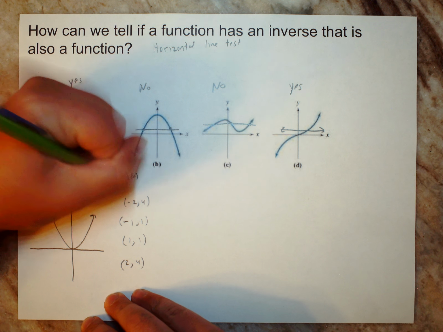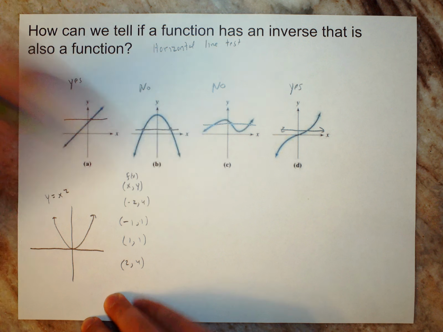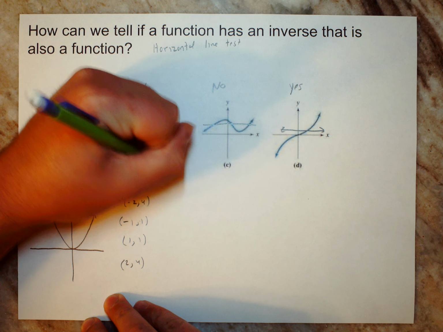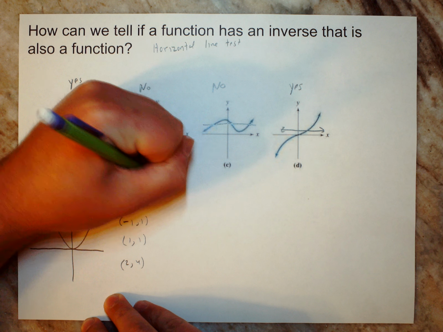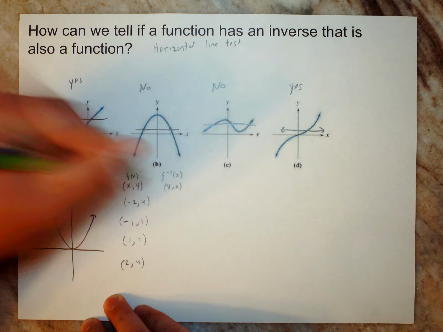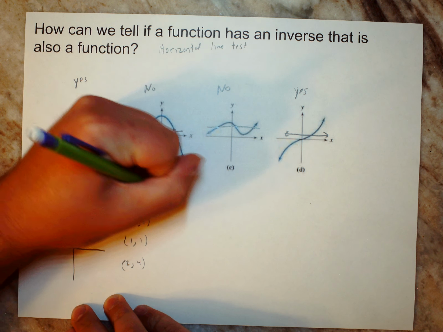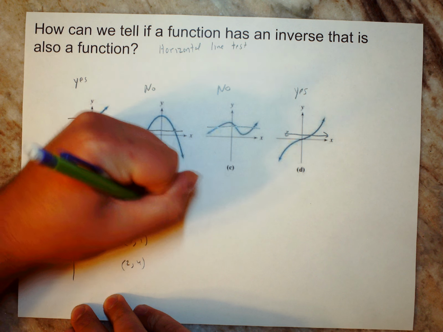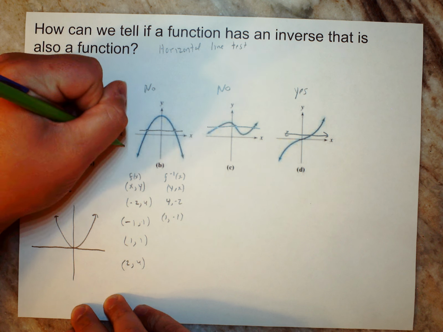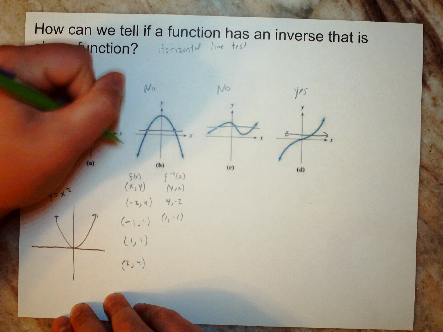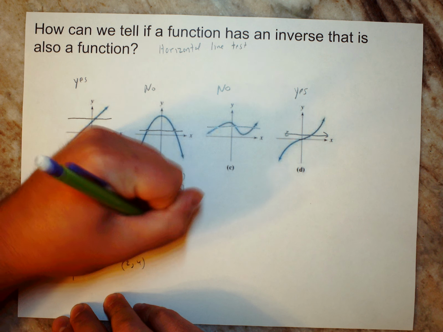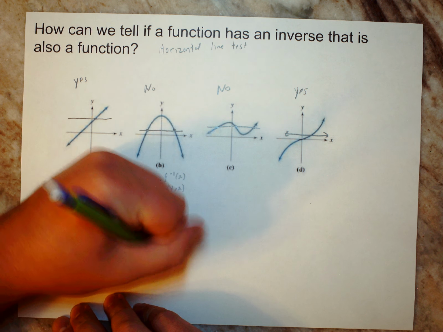For f of x, the points are x comma y. For the inverse, you flip them, so y comma x. So this becomes 4, -2. This becomes 1, -1. This becomes 1, 1. This becomes 4, 2.